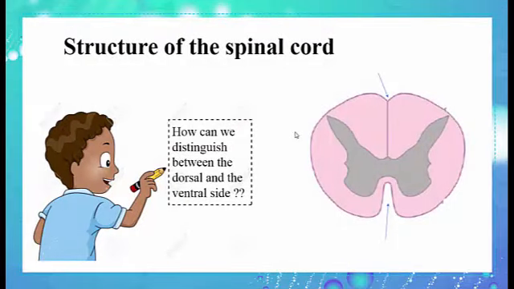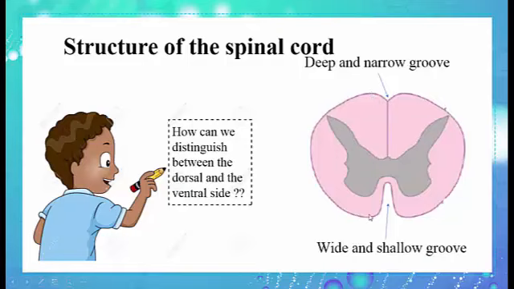But how can we distinguish between the dorsal and the ventral side of the spinal cord? If I give you this figure, how can you distinguish between the dorsal and the ventral side? From the shape of the groove. Here, the groove is deep and narrow, while there, it's wide and shallow. When it's deep and narrow, it's the dorsal side, which means the side of the back. When it's wide and shallow, it's the ventral side, the frontal one.